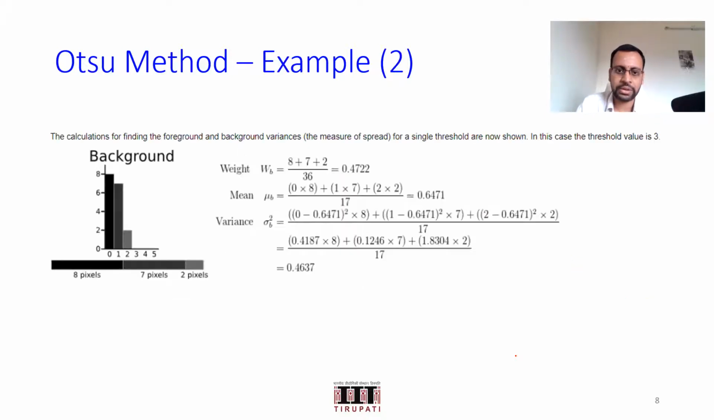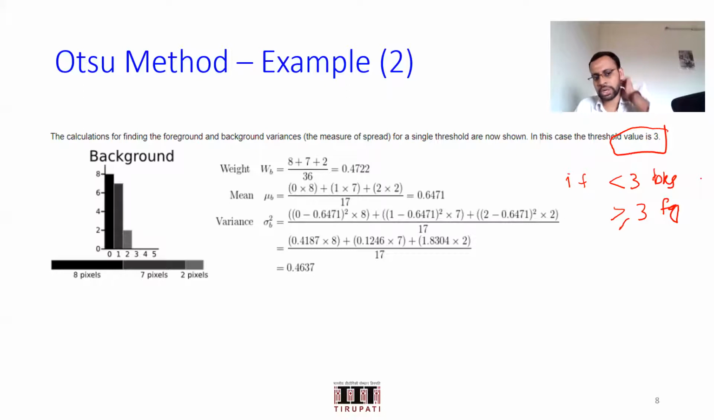So we will see again, just for one value, where the intensity threshold value is taken as 3. Less than 3 means background. If less than 3 is background, then greater than or equal to 3 is foreground. Now, this is what had happened here.